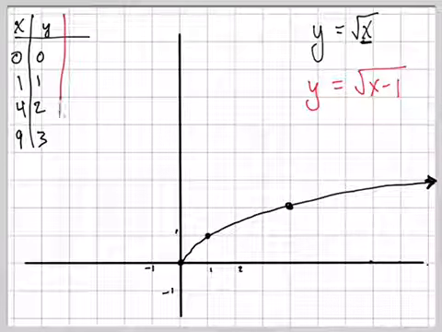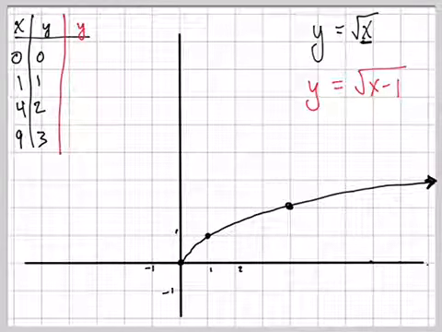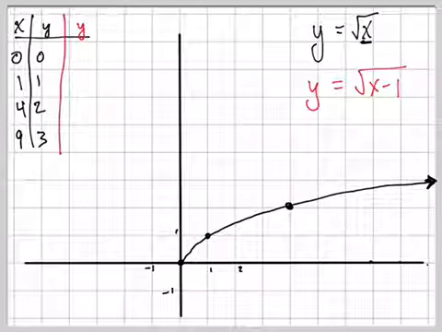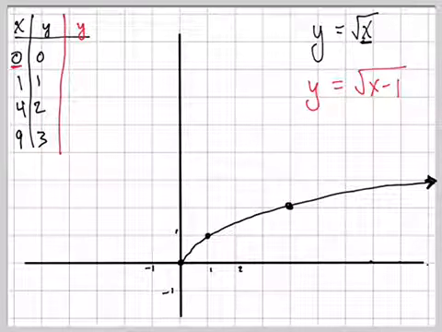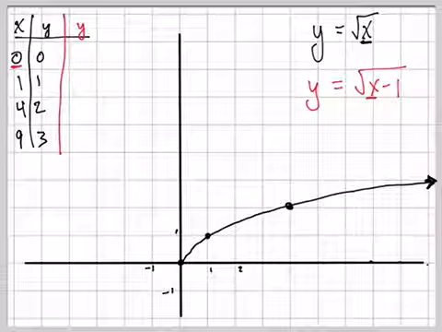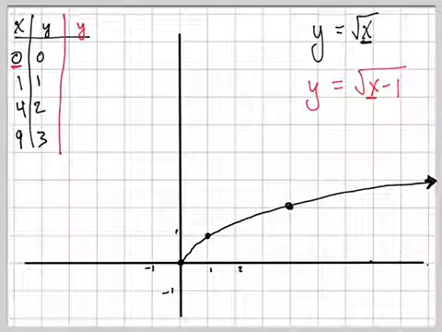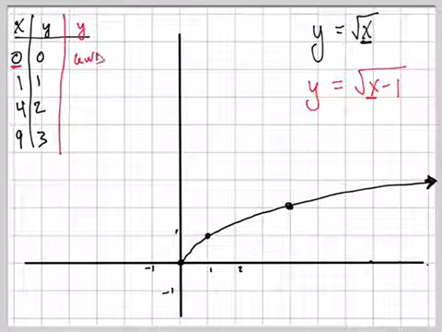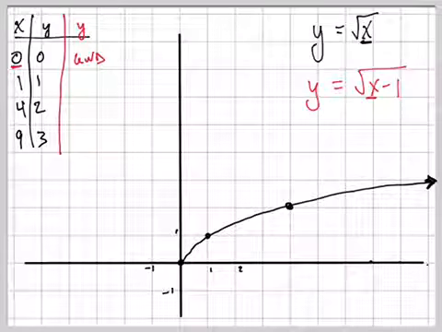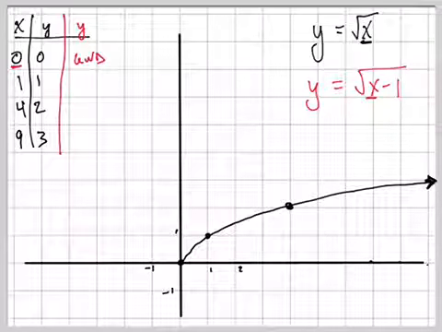If I plug in 0 for x, what am I going to get? 0 minus 1, or -1. The square root of -1. Can I do that? I can't take the square root of -1. Not in the real numbers, at least. You'll learn about that later in another class. So I can't do that.